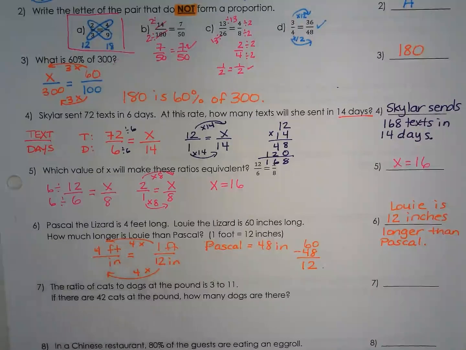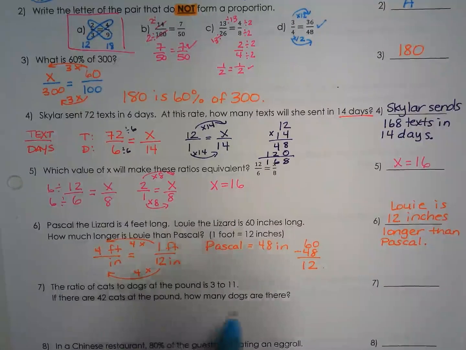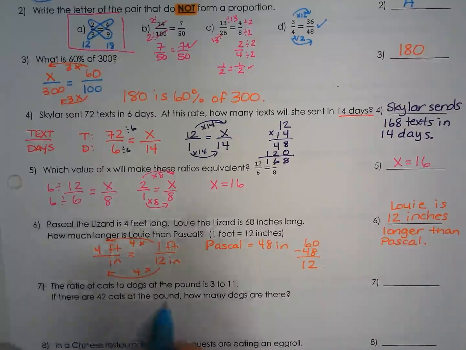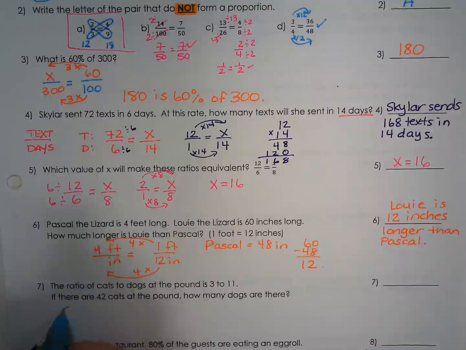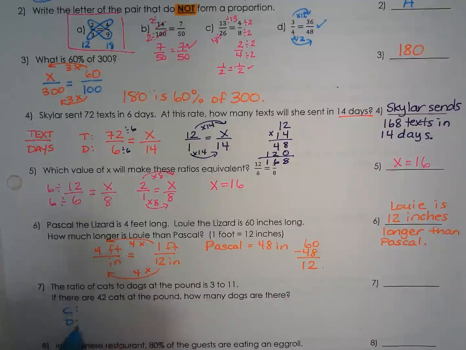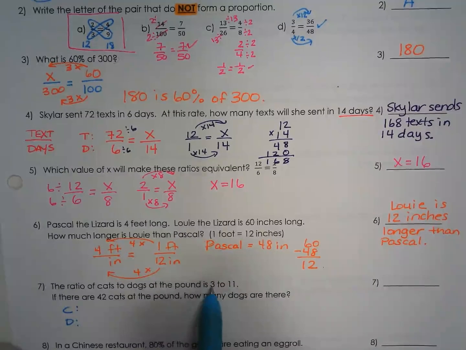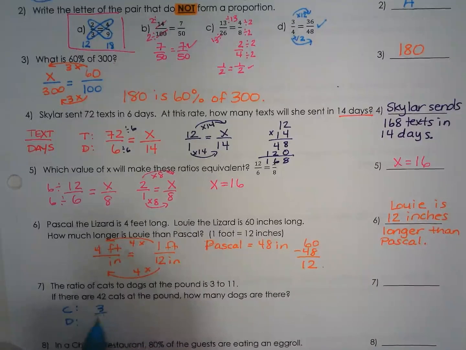Okay. Question number 7. The ratio of cats to dogs at a pound is 3 to 11. And if there are 42 cats, how many dogs are there? Well, let's take a look. So the ratio of cats to dogs, that's the order we're going to put them in. And since it's listed cats to dogs, that's cats to dogs. So that's 3 to 11.